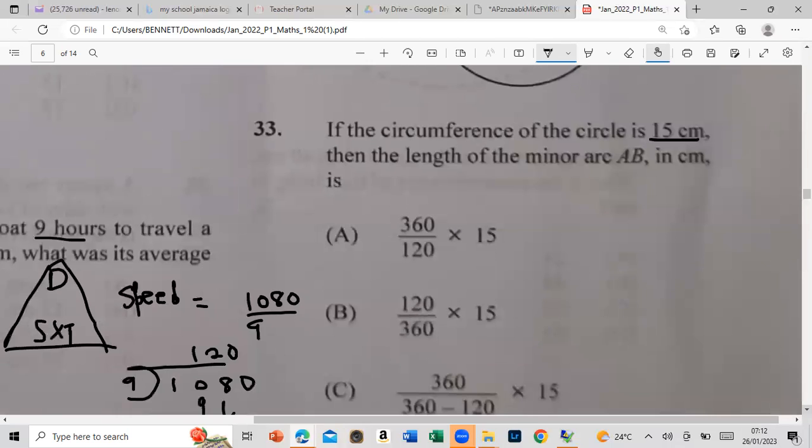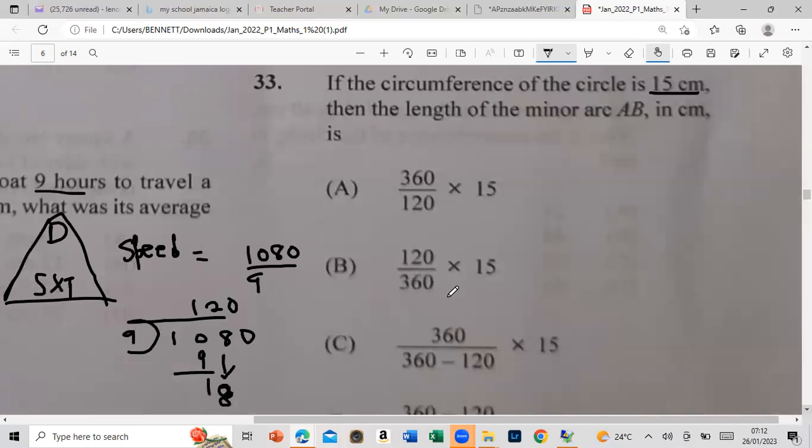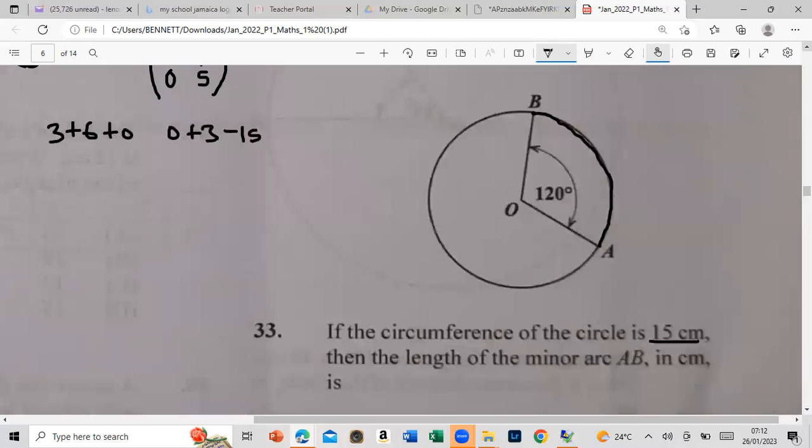Oh, they just want a formula, alright? So it will be 120, so the angle over 360, because the entire thing is 360 degrees, and you times it by the circumference, which is 2 pi r. But they gave us that, so it's B, alright? So we don't need to work out anything. Yes, so it's the angle over 360. If they ask for this portion, the measure, you do 240 over 360 times the 50. Alright.